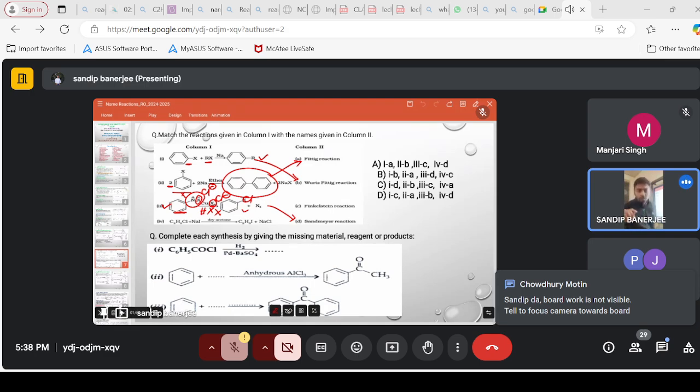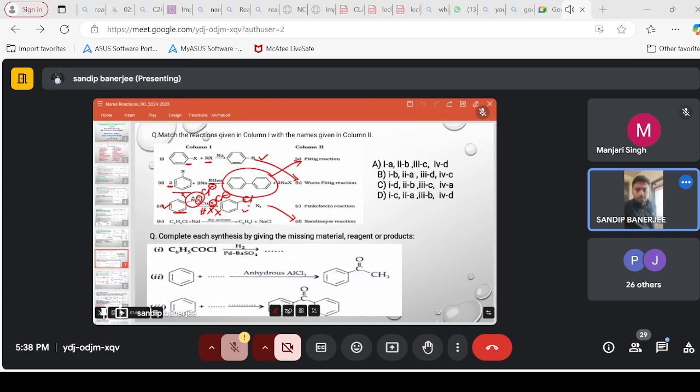Boardwalk is not visible. Hello? One is complaining, Sandip da, about the board is not visible.